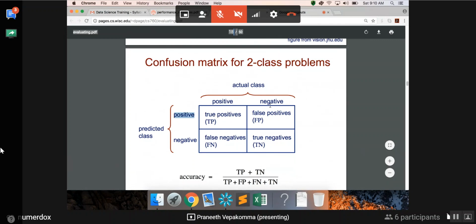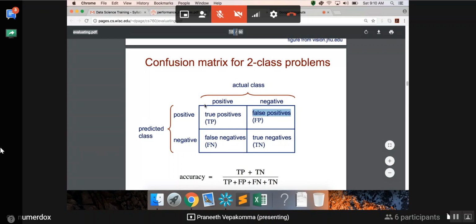How many positives were predicted or classified falsely as negative? Sorry, this is the actual class. Sorry about that. How many actual positives were predicted as positive? So the more the better. How many actual negative were falsely predicted as positive? So this is the false positive. That should be off diagonal.